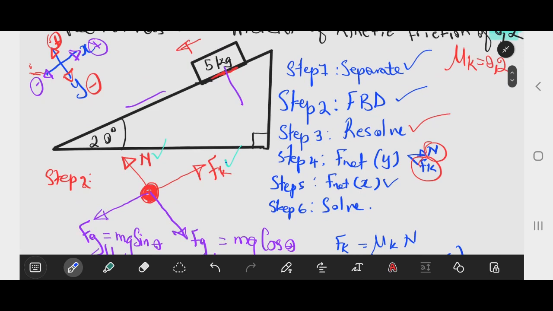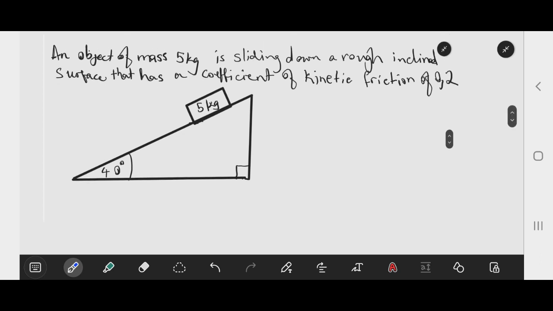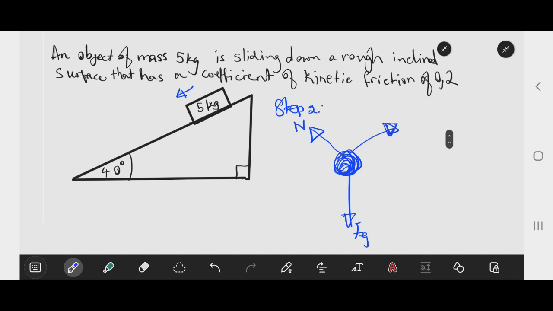We said step number 1, you separate, but looking at this, there's no need to separate. And then step number 2, you draw a free body diagram. So let us draw a free body diagram on this object. For step number 2, the free body diagram, we have Fg, which is acting downwards. And since we have a surface on an incline, we have normal force in that direction. And since the object is sliding downward, same scenario, we have frictional force acting in that direction.